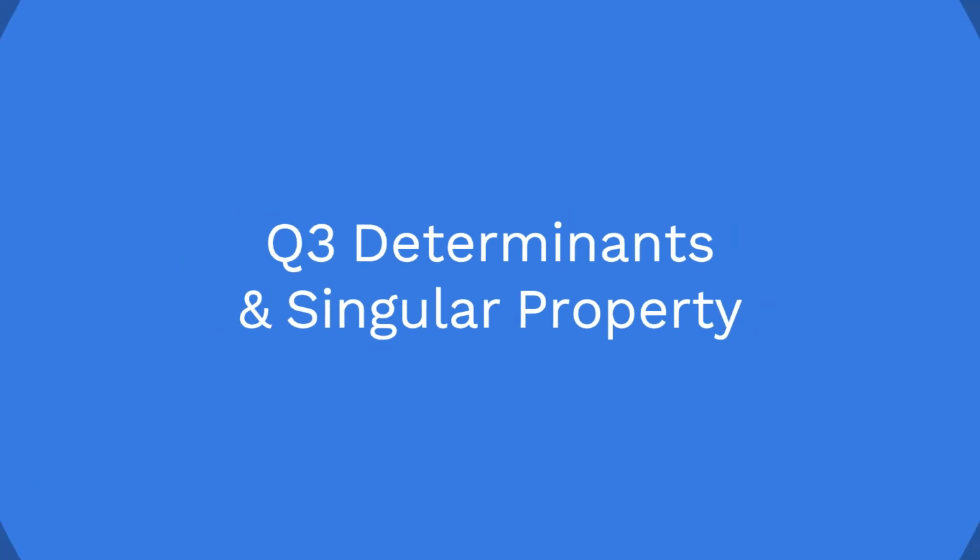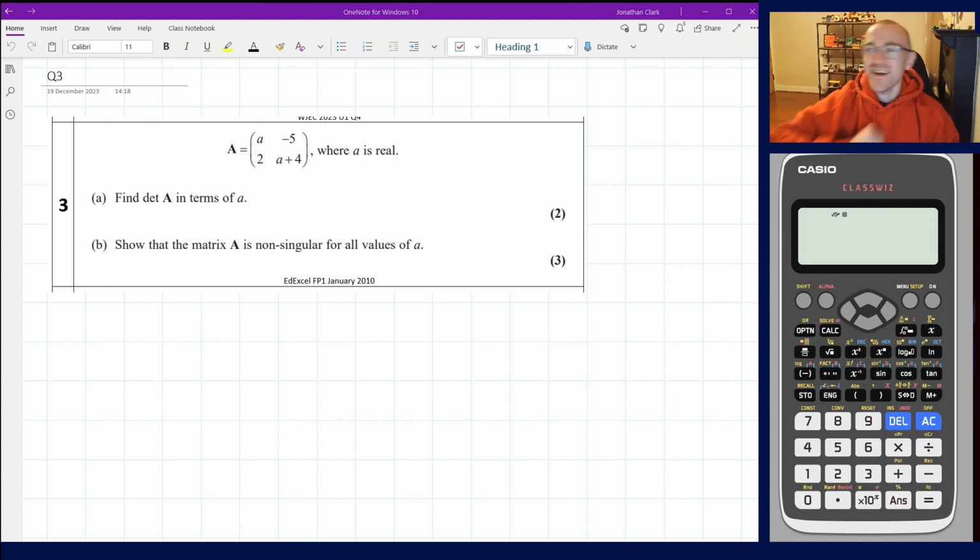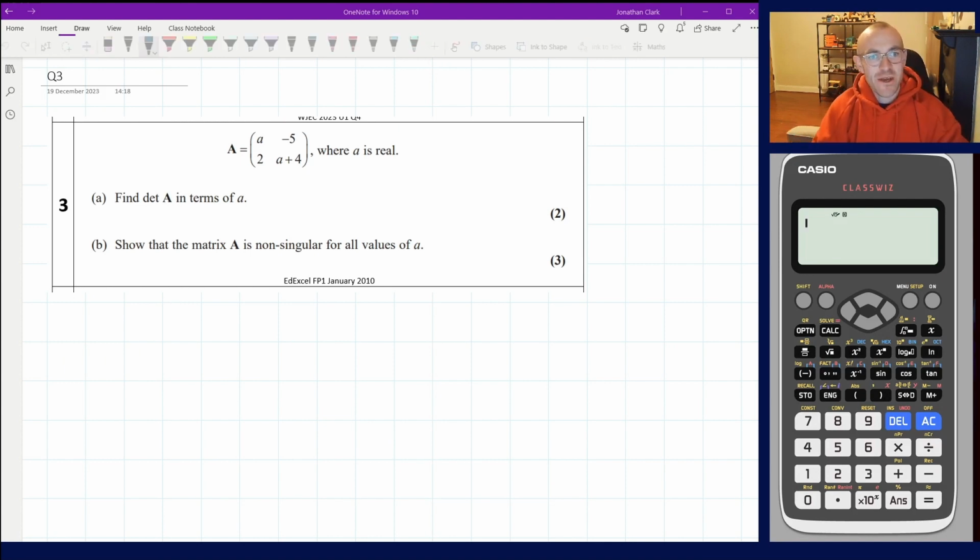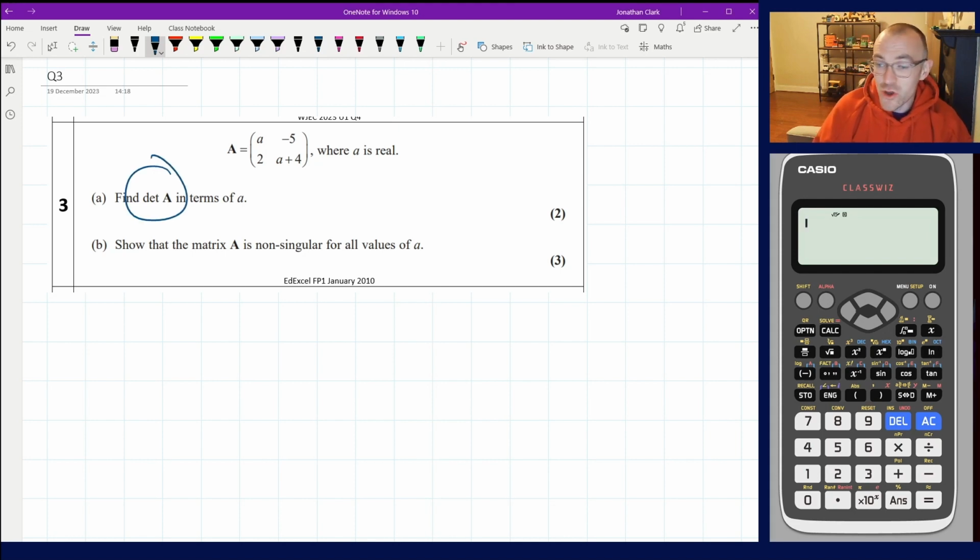Hello, we are back at it. Here is question 3. This time we are still looking at matrices, and there seems to still be things to do with determinants and something about singularity as well.